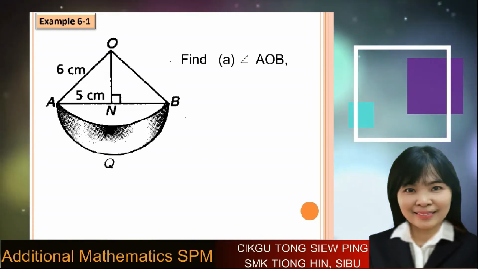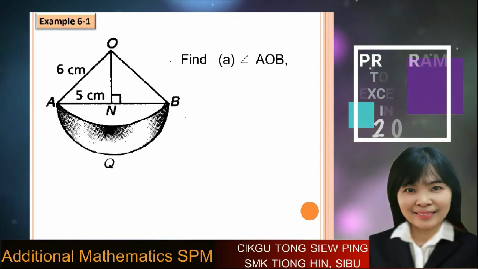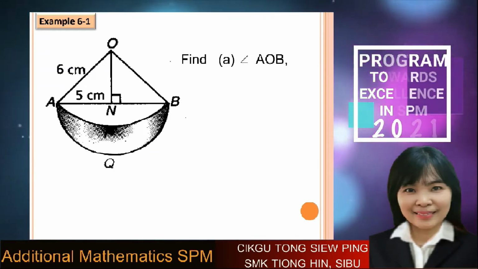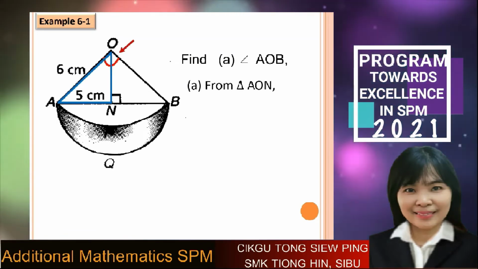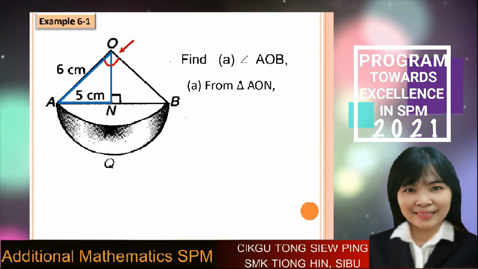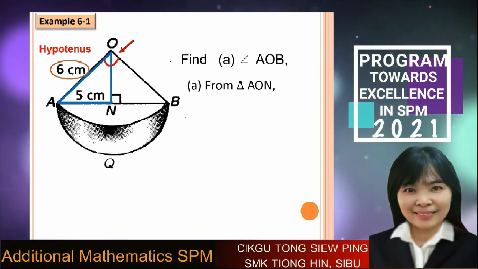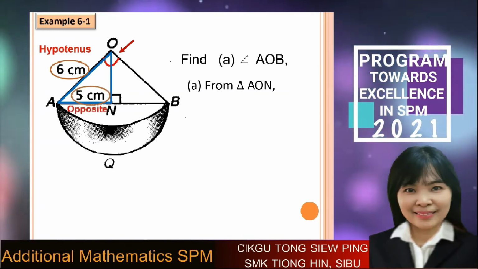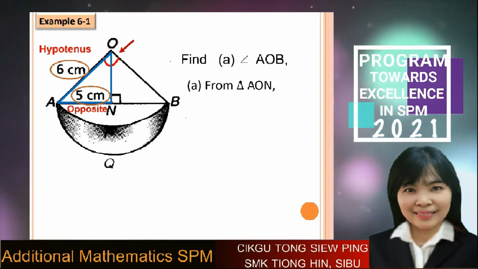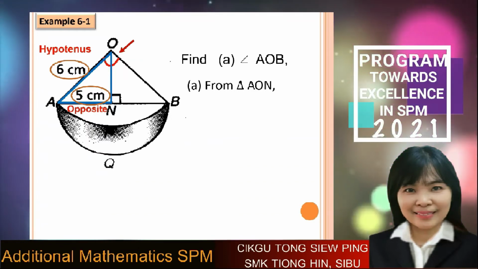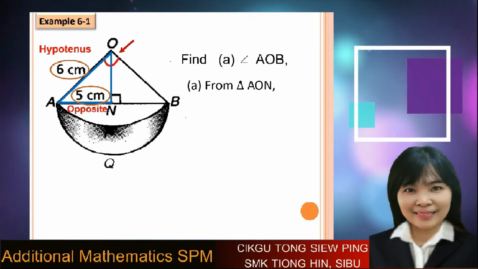We solve for part A, the angle of AOB. We divide this triangle AOB into two right angle triangles. Then we look at this right angle triangle AON. The length AO is the hypotenuse of the triangle, that is 6 cm, and AN is the opposite of the triangle, that is 5 cm. Since we know the opposite and the hypotenuse, we can use sine function to solve for the angle AON.